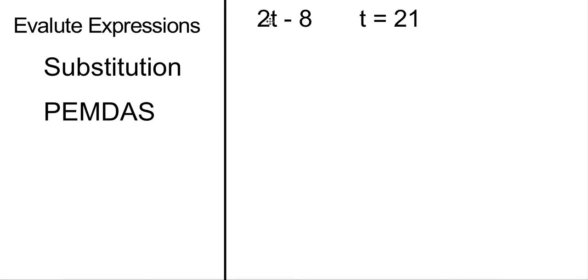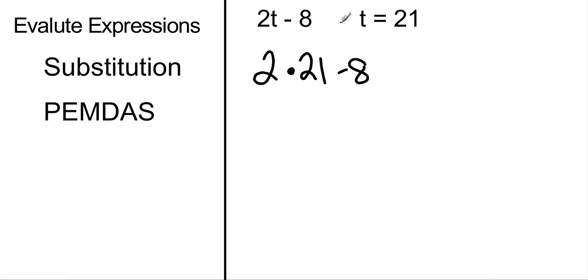So let's write 2t minus 8. T here is going to be 21. It could be anything that we wanted it to be. So we rewrite this. Remember, a number and a letter means multiply. So we're going to take 2 times, now we're going to substitute 21 in for t, 21 minus 8.